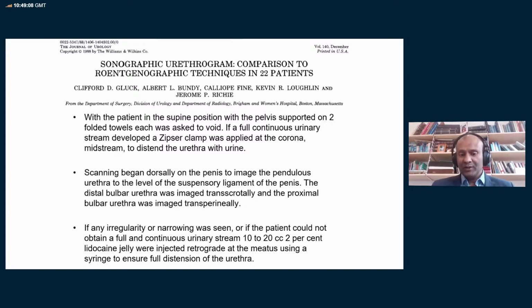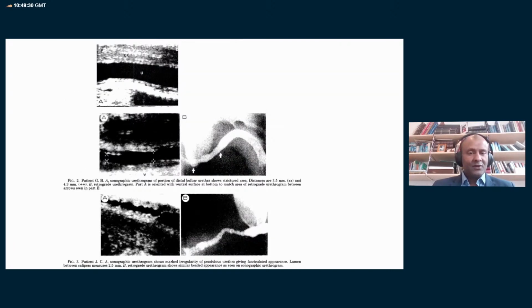And to look at the distal bulbar urethra, they performed ultrasounds transscrotally and also transperineally. If they saw any irregularity, or if they couldn't obtain a full void while lying flat, they then did a retrograde injection of lignocaine jelly to distend the urethra. And again, they got very good pictures. Again, you have to remember the state of ultrasound was not so developed in those days. But as you can see, especially in this bottom picture, possible saculations and stricture disease on urethropography on the right, and very clearly demonstrated on the ultrasound on the left there.